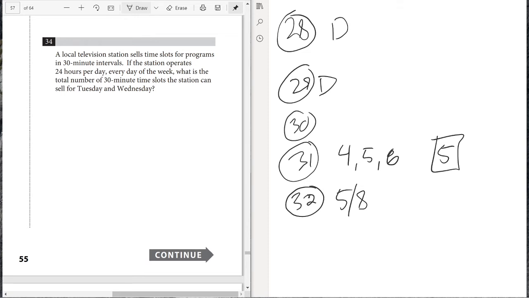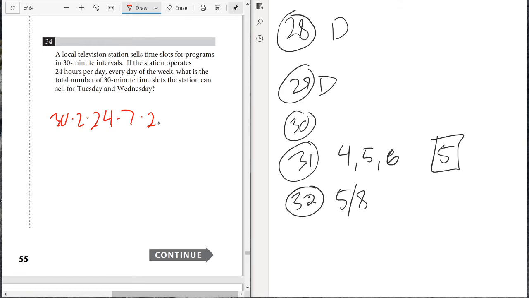30-minute intervals. Sells time slots for programs in 30-minute. Oh, yeah, yeah. Duh. Okay. So this is just one of those things where you just need to multiply it out. So it would be 30-minute intervals times 2. That would be hours. And 24 hours in a day, 7 days a week. Total number of 30-minute time slots station can sell for Tuesday and Wednesday. So 2 days. So 30 times 2 times 24 times 7 times 2.